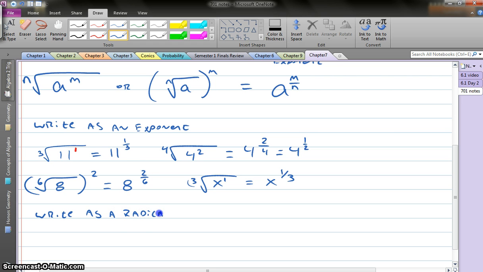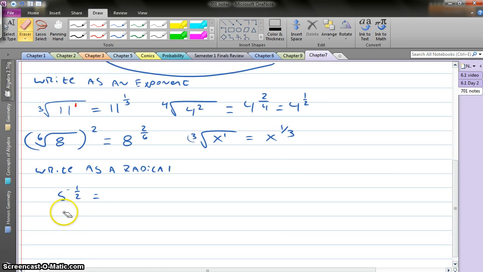So in these first examples, I had you go from radical form to exponential form. Now I'm going to make you go from exponential form to radical form. All right, so if I gave you 5 to the 1/2 power, my m is 1, so it's 5 to the 1st, under the nth root. We could just write this as the square root of 5. When it's the square root, we can just write it like that.